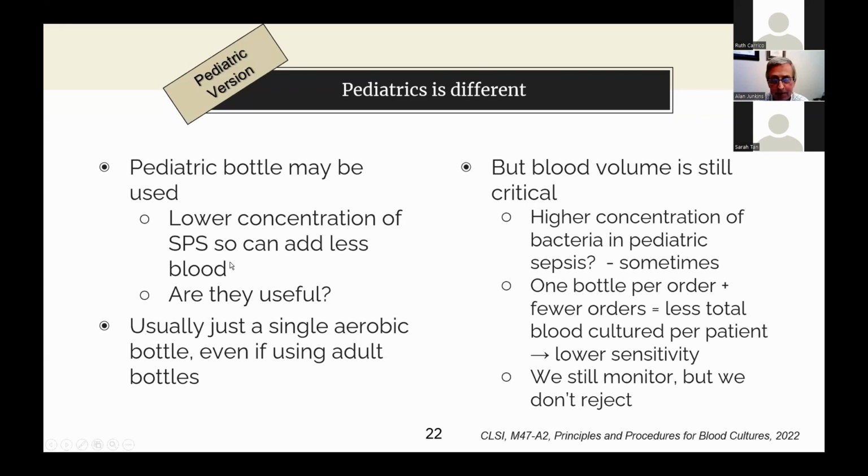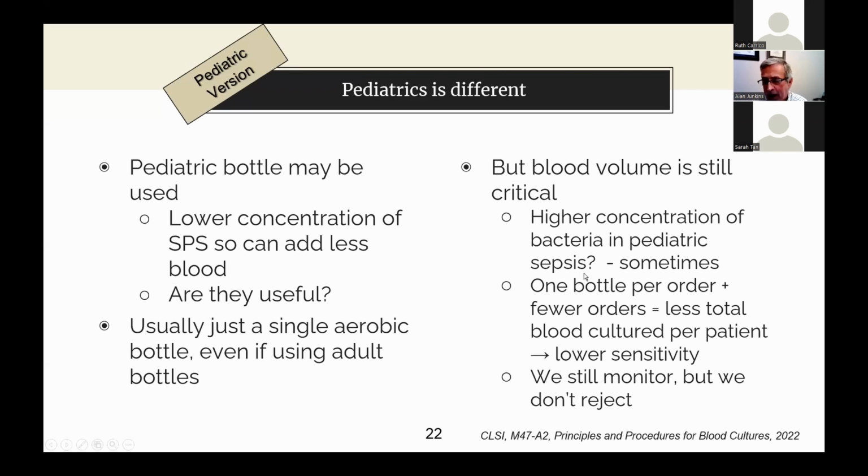Our pediatric patients put blood in regular adult bottles. When we do get pediatrics, it's usually just a single aerobic bottle. Anaerobic sepsis still appears to be very rare in pediatrics, so they don't send an anaerobic bottle unless there's a reason to suspect it.